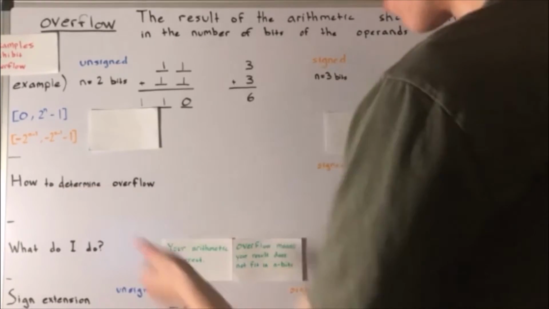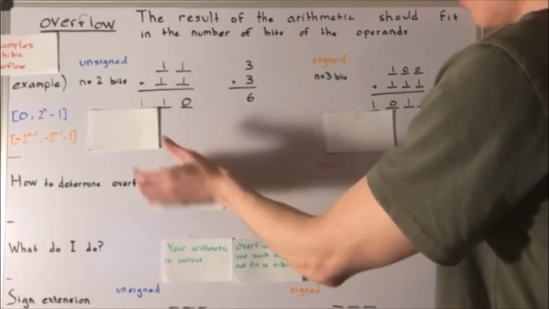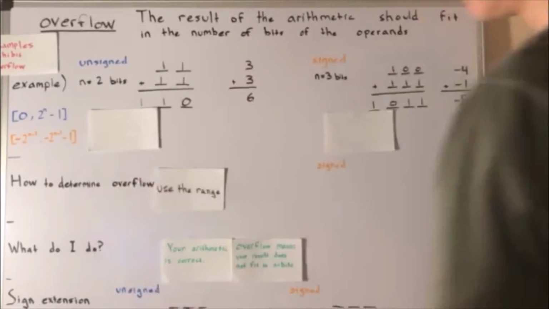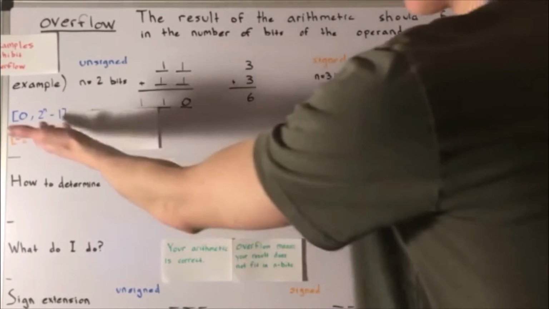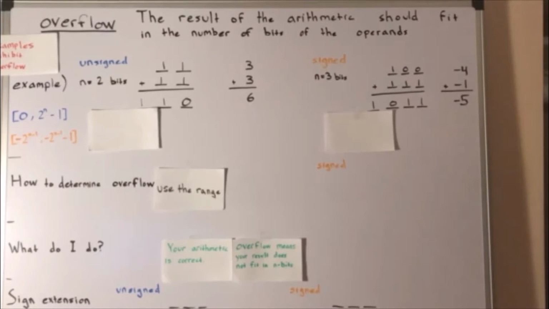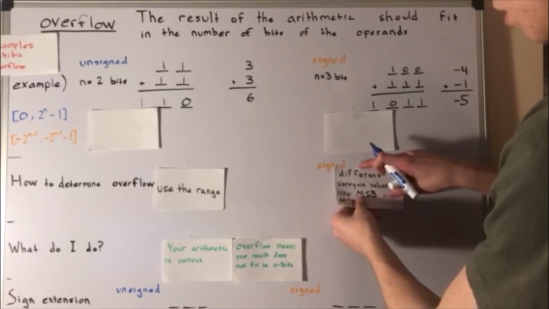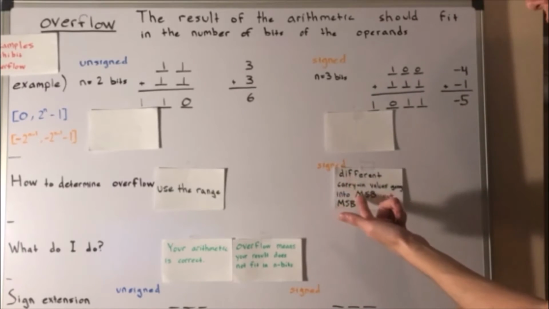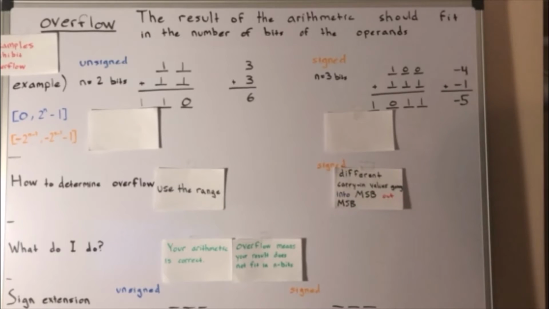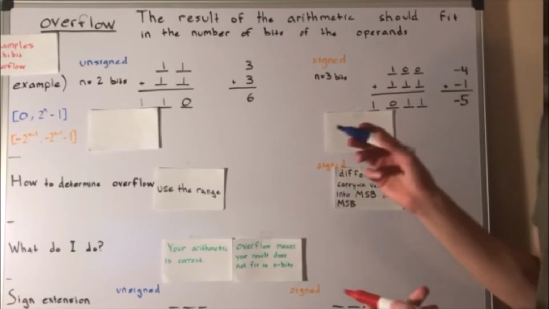How to determine overflow? You can use the range, and that works for both unsigned and signed. You can just check your result, check the range, and you'll know if you have overflow. Now if you're working with signed numbers, there's another way to check for overflow, and I'm going to tell you now. Check if you have a different carrying value going into the most significant bit and out of the most significant bit. Okay, and I'll explain that using the signed example.